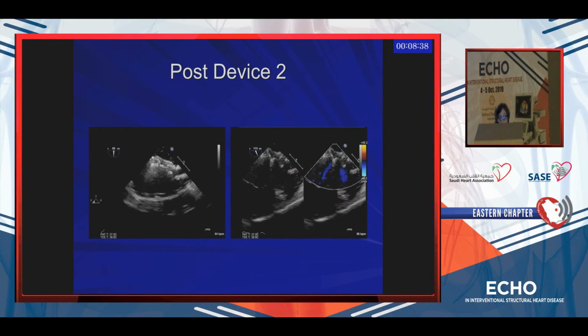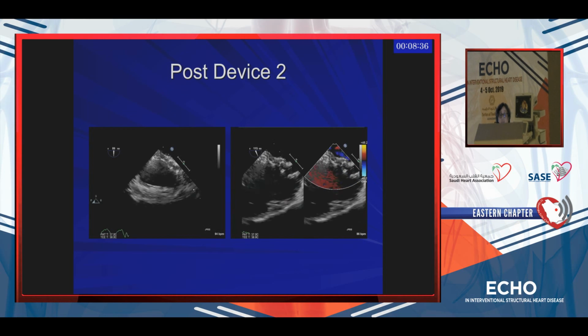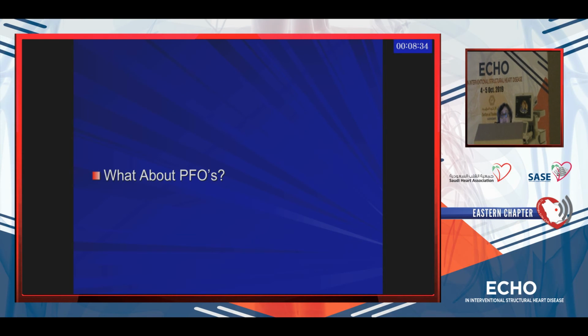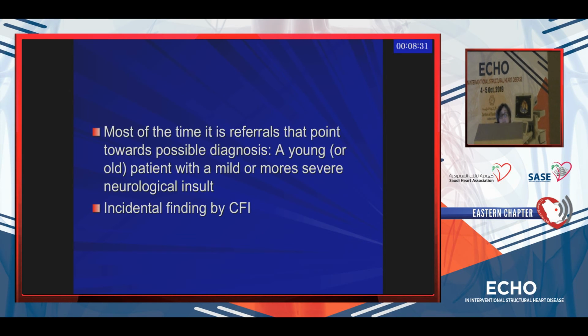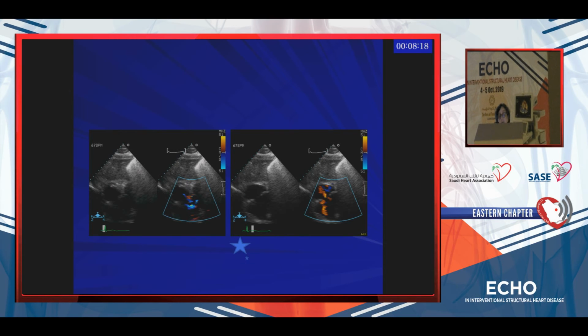So interatrial septum can be by itself, it can be with ASAs. What about the PFO? Most of the time it is referrals that point towards possible diagnosis. A young or old patient with a mild or more severe neurological insult, and it could be an incidental finding by color flow imaging. Sometimes you can only see it in the subcostal view.